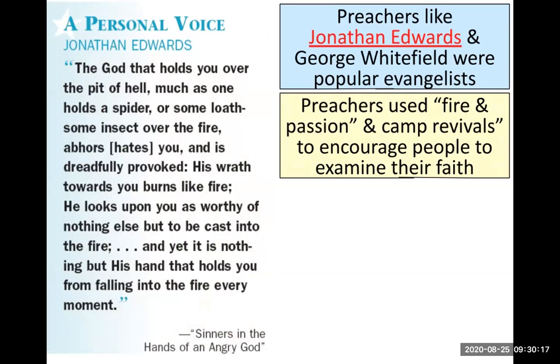So here's an excerpt from Jonathan Edwards. The God that holds you over the pit of hell, much as one holds a spider or some loathsome insect over the fire, abhors you and is dreadfully provoked. His wrath towards you burns like fire. He looks upon you as worthy of nothing else but to be cast into the fire. And yet it is nothing but his hand that holds you from falling into the fire every moment. Sinners in the Hands of an Angry God. So God's angry at you. He's angry at your sin. And it is only by his grace that you don't continue falling into that pit, basically.